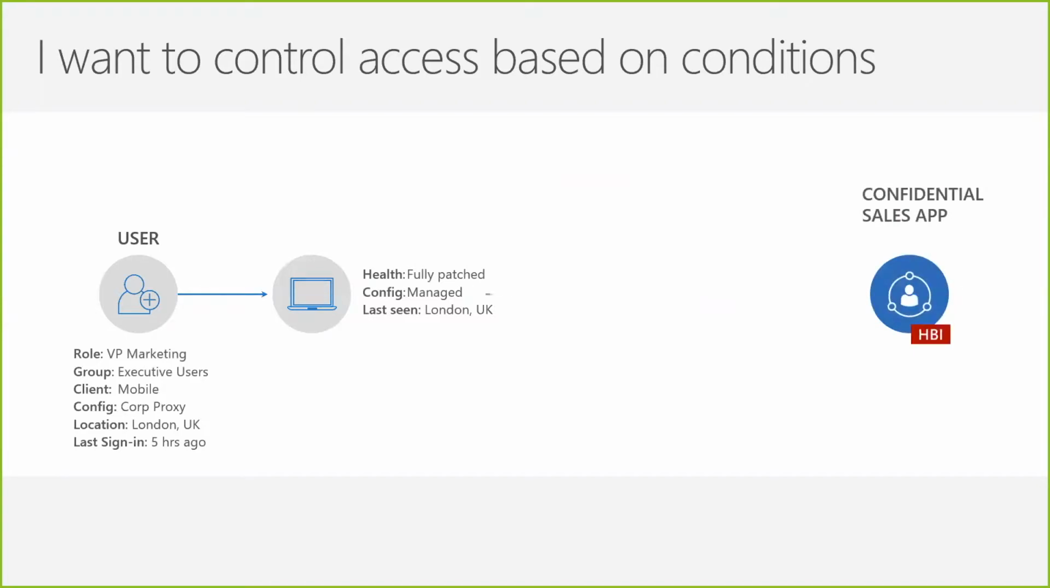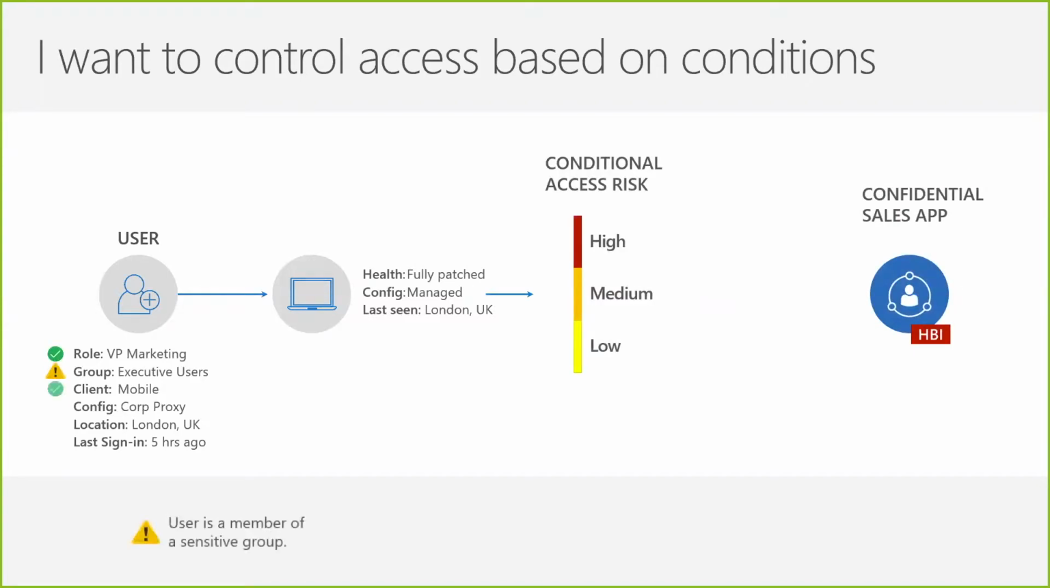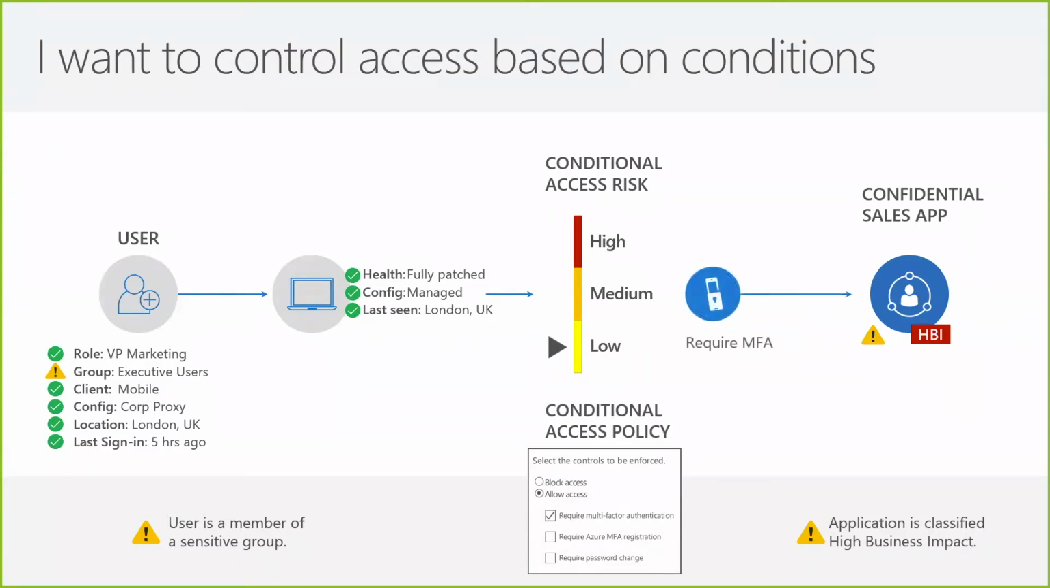Let's see another scenario. Control access based on this condition: we have a user and he is in a sensitive group. He's part of the executive group. And he tries to access the sales app, which is a high business impact app. Because this is a more risky call, our condition says, okay, please use MFA. Without any action needed by our administrator, because these different parameters are changing.